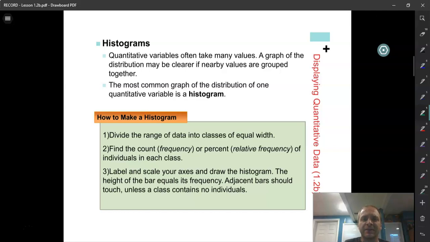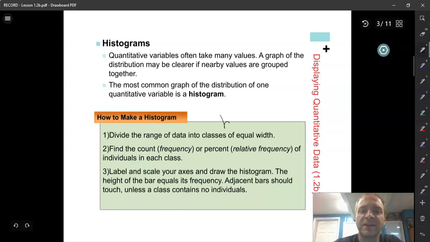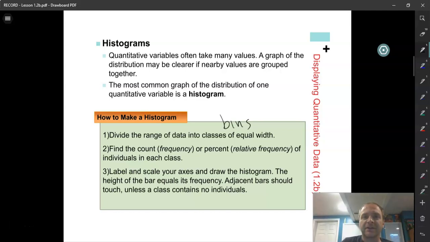The most common graphical distribution of a quantitative variable is a histogram. And when I made a histogram, here are your steps: you want to divide the range of data into classes of equal width. You heard me say classes, and you also heard me say the word bins. You want to find out the count, which is what I looked at, or you can look at the percent, the relative frequency, in each of the classes. And always label and scale your axes. Of course, I did a poor job of scaling my axes in that brief histogram in the beginning, but always label and scale your axes.